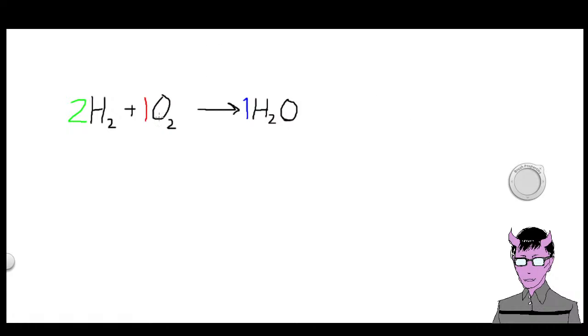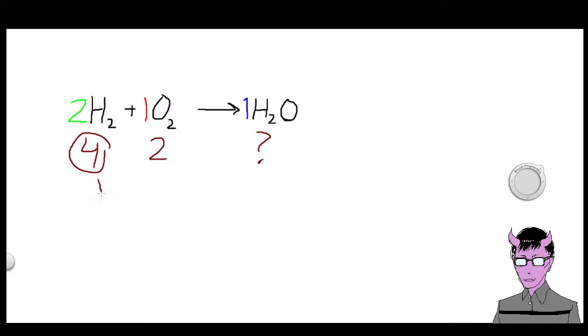Alright, so here is the question. If you have exactly 4, let me use a different color, if you have exactly 4 diatomic hydrogens and then you have exactly 2 diatomic oxygens, the question is how many water molecules can you make? Just follow the recipe, which is based on actual amounts of stuff.